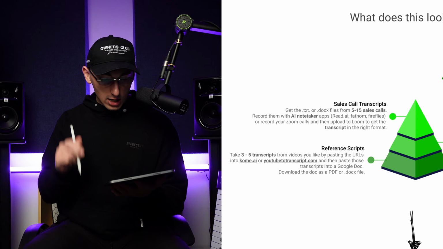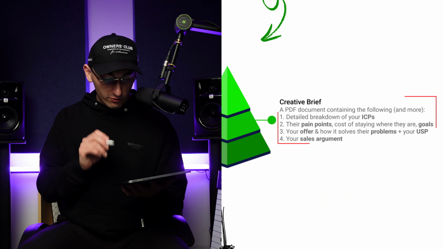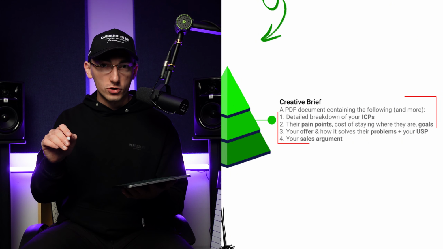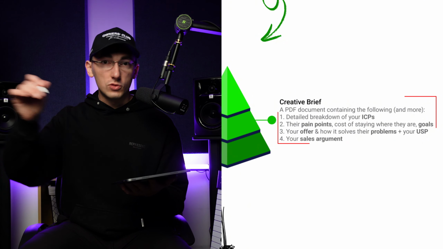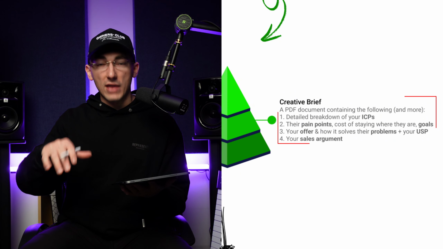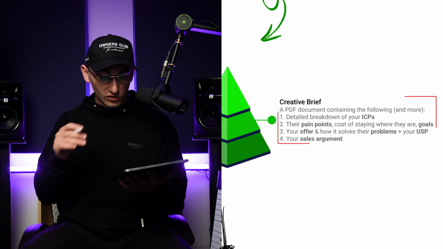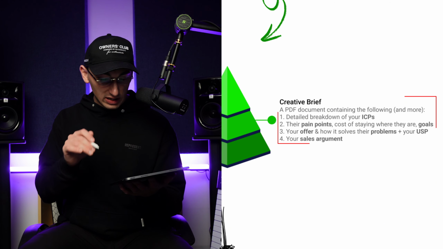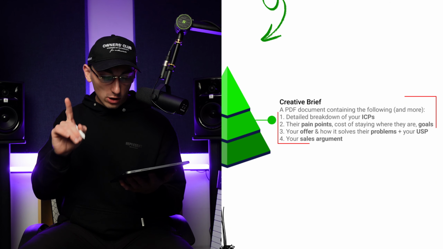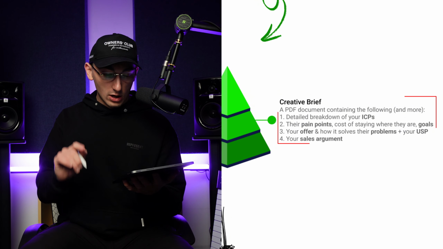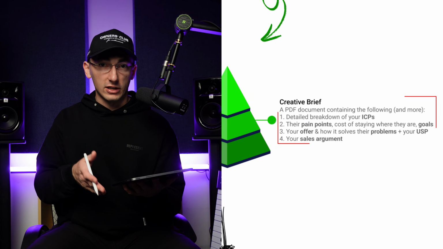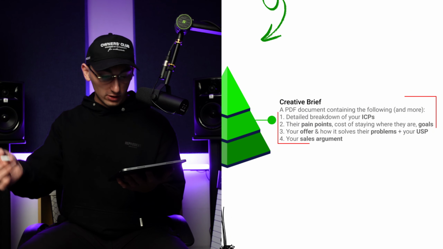So that's number 1. Number 2 is a detailed creative brief. I got this from Nick Verge, but he also got this from Taylor Welch. You don't have to use the exact same format that I'm using, but here's the things that you want to cover in your creative brief. So this is a big document that's going to contain these things: a detailed breakdown of your ICPs, their psychographics, their demographics, whatever information you could specifically get about them.